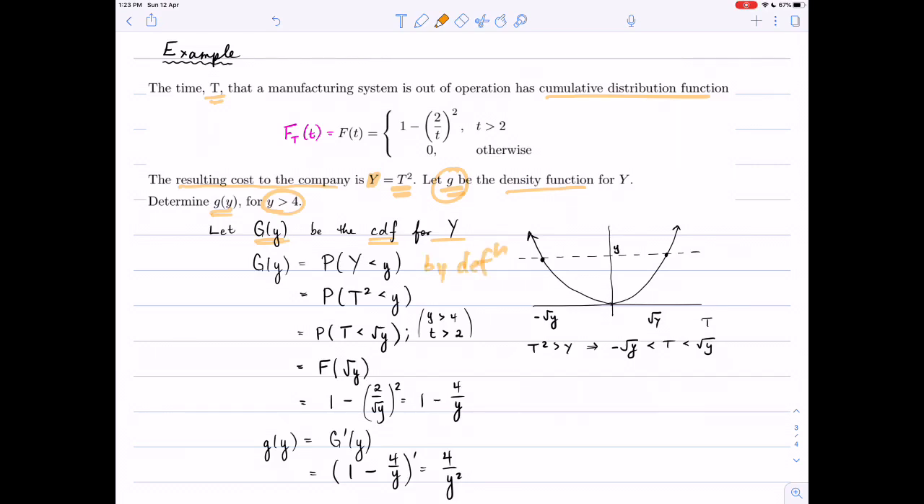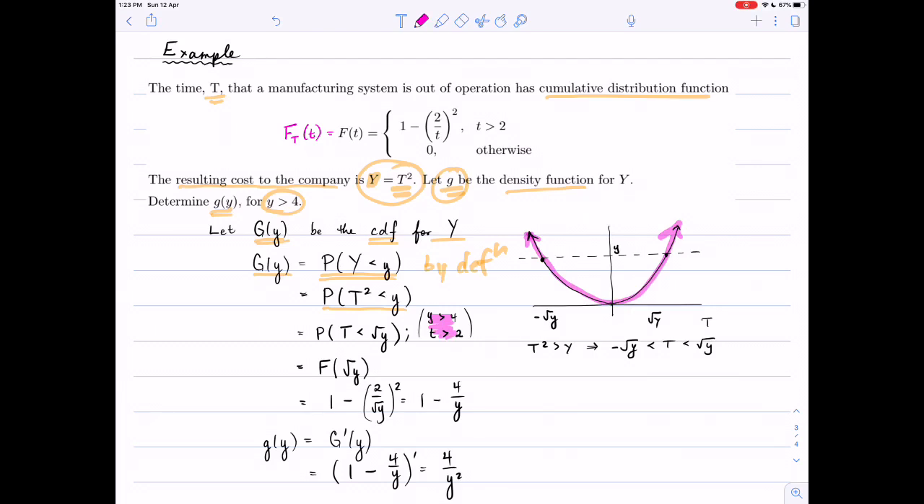The CDF, big G of y, gives us the probability that y is less than or equal to some value y. Well, y is t squared. So that is the probability that t squared is less than y. Now we have to be careful because the square function here is not monotonic. It is decreasing and then increasing. But we are told that y is greater than 4 and t is greater than 2.